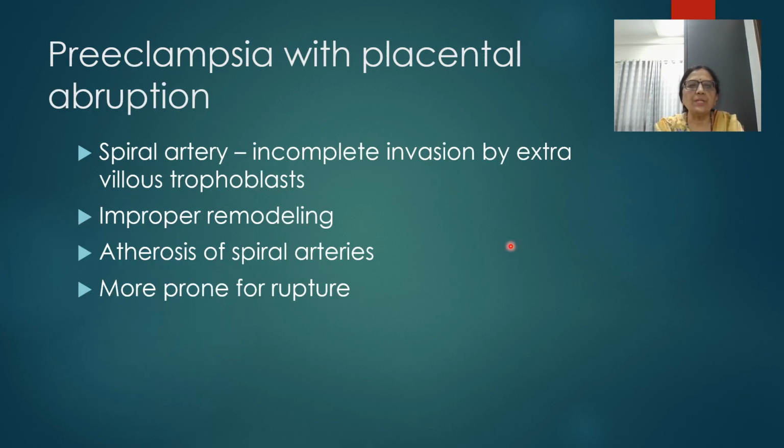Whenever there is preeclampsia with placental abruption, there is an incomplete invasion of the spiral arteries by extravillous trophoblast in patients of preeclampsia. There is improper remodeling of spiral arteries, and there is atherosis of spiral arteries. Atherosis is damage to the vessel wall in cases of preeclampsia that makes the spiral arteries more prone to rupture, and that is why there is a strong association of hypertension in pregnancy and placental abruption.